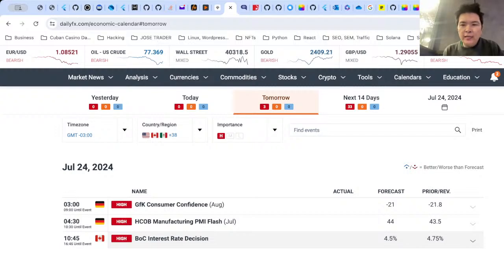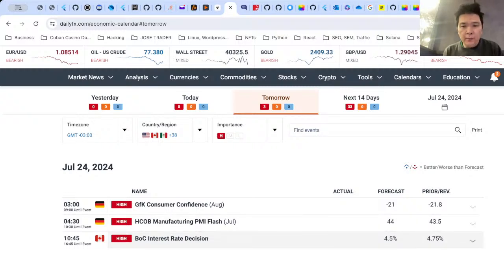And last time I was telling you guys, this previous value of 4.75% was already a cut of 0.25 from the previous value of 5%. So before June, the interest rate of the Bank of Canada was set to 5%, and then in June there was a cut, so it decreased to 4.75%, and the forecast for July is 4.5, which is another 0.25% decrease that is being expected.